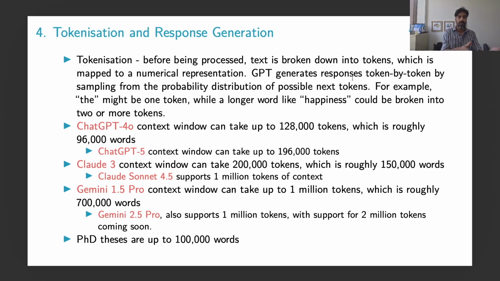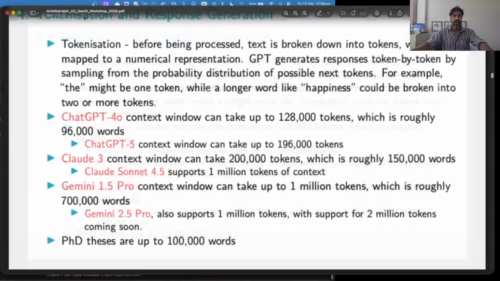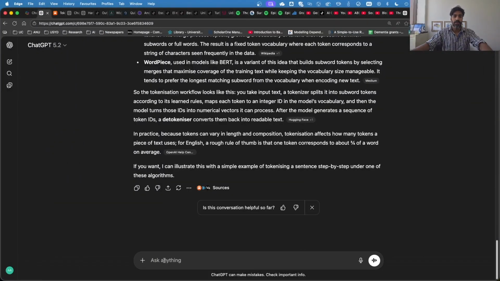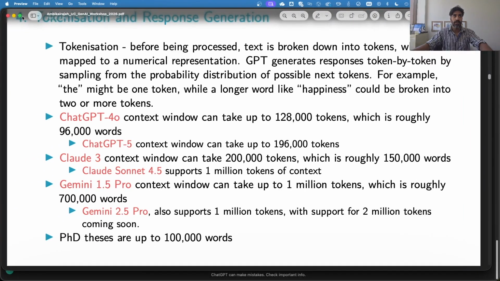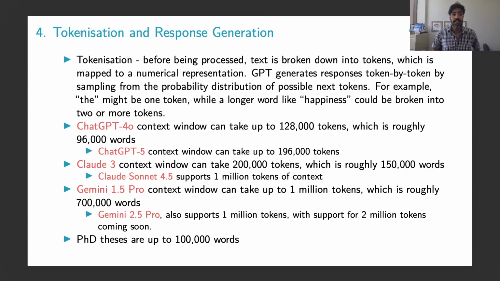So ChatGPT 4.0 has a context window that can take up to 128,000 tokens, and that maps onto around 96,000 words. The context window is just a fancy way of saying that prompt window. So this is the context window here, right, where you're asking at the prompt, and then you can add files as well, and that all adds to the context window of these models. GPT-5 takes 196,000 tokens. Claude 3 context window is about 200,000 tokens, which is roughly 150,000 words. Claude Sonnet 4.5 supports up to 1 million tokens of context.